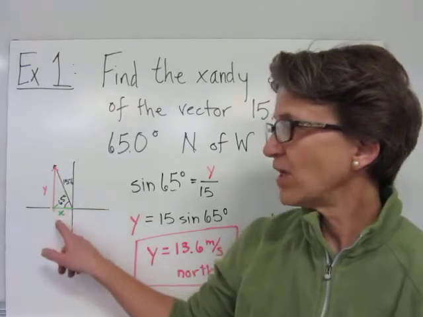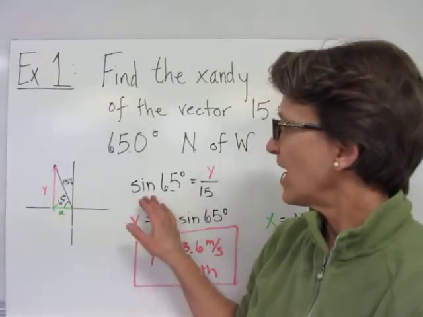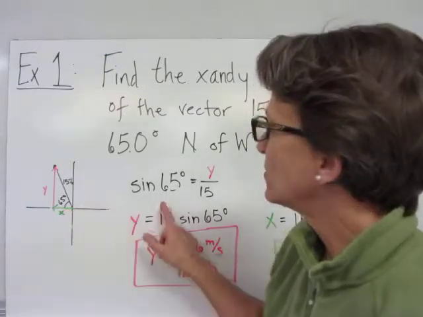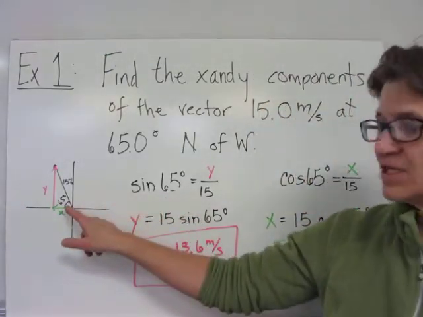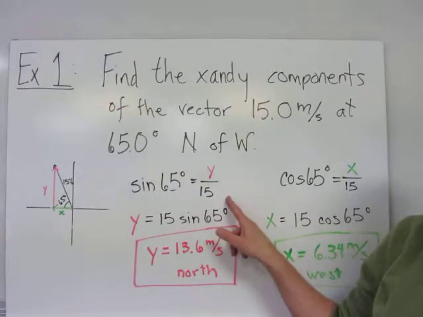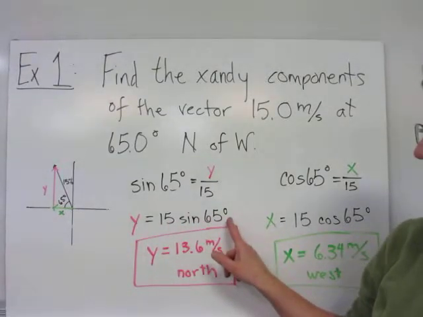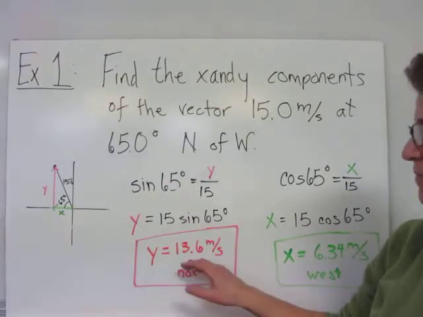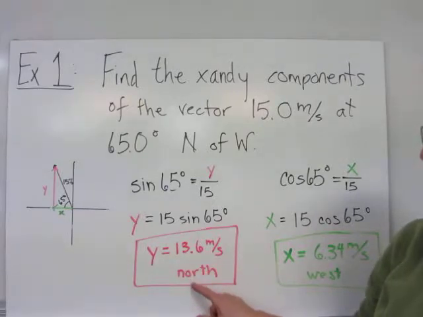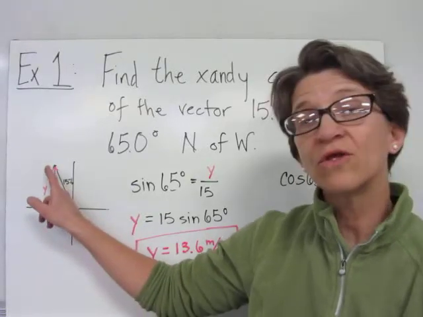We need to find the x and y components, and I tend to use the sine and cosine function, and my sine is my opposite over my hypotenuse. So I've plugged in my 65 degrees, my interior angle. I have y as my opposite, and 15 is my hypotenuse. Solve for y, and it's 15 times the sine of 65. Once you have a value, I put in my units and check for sig figs, which is 3, and give it a direction. So my y is 13.6 meters per second, and it points in the north direction.